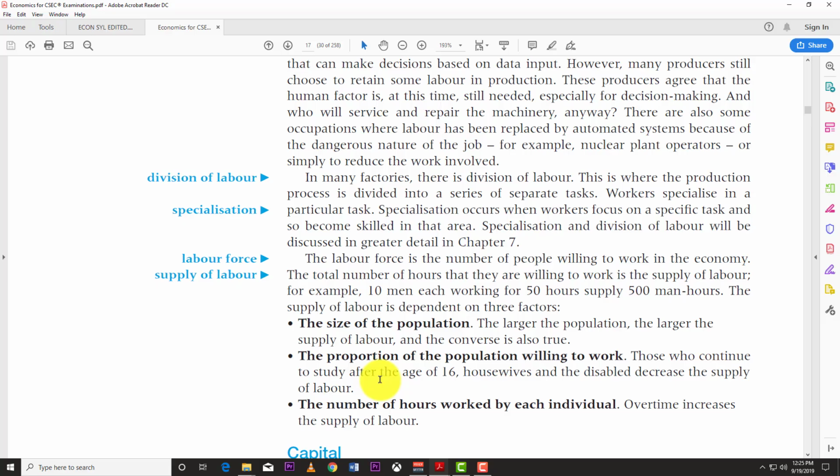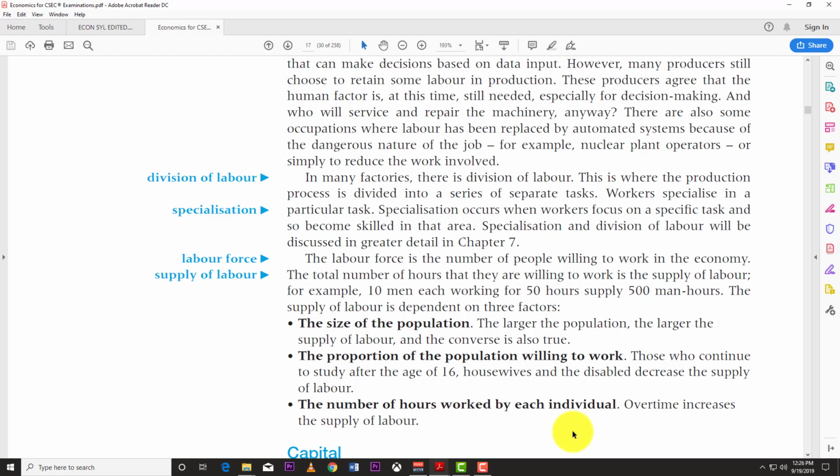So we are going to look at this more in depth as we go further in economics, and we're looking at unemployment. But for now, just know that the proportion of people who are willing and able to work also affects the supply of labor. And the last one, the number of hours worked by each individual can affect the supply of labor. Overtime increases the supply of labor. Of course, people normally work 8 hours per day, but if you're willing to work overtime, then that would increase the supply of labor. You have access to more labor for more time, so that increases the supply of labor.